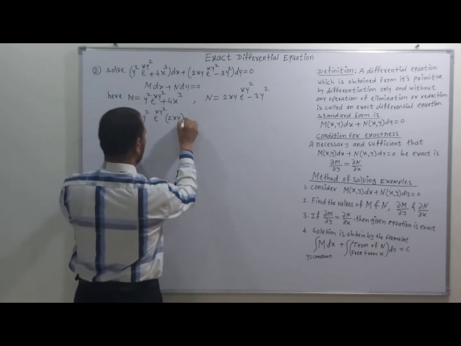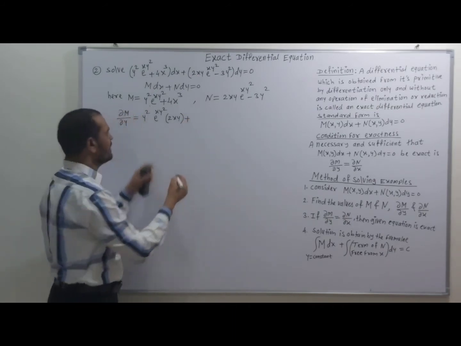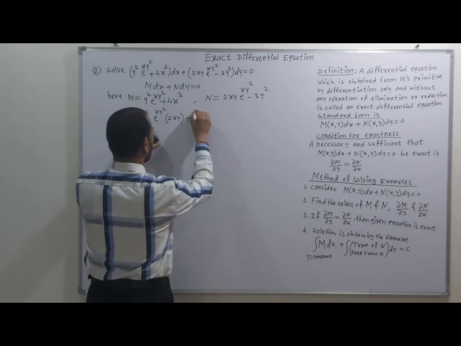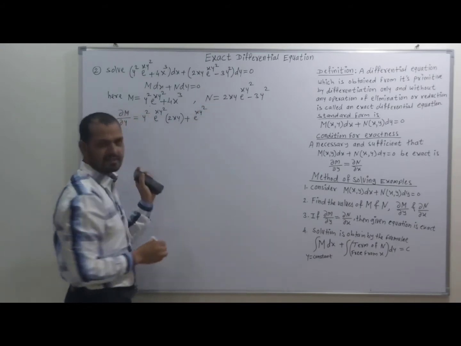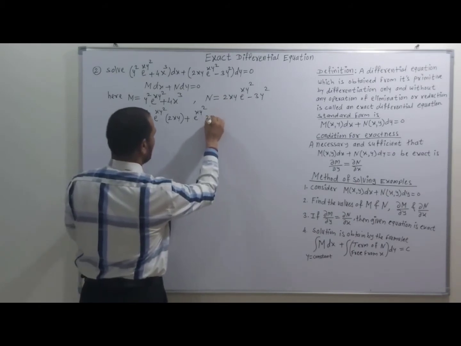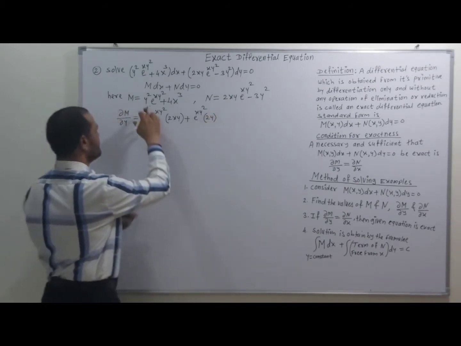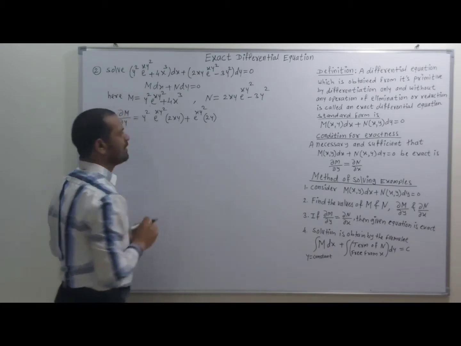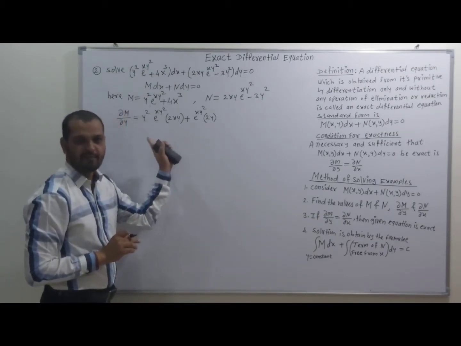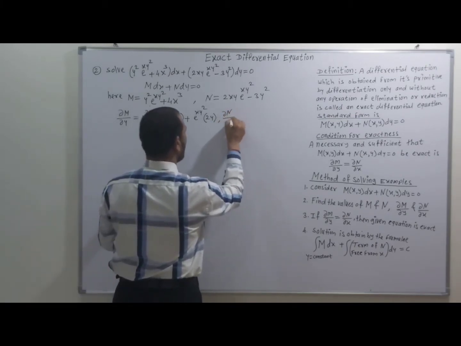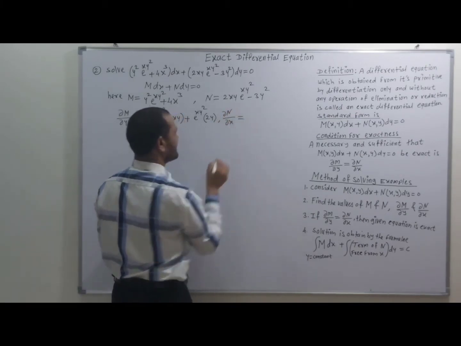So this is the first term, plus the second term. So we can write the term e raised to x y square as it is, this second term as it is, then derivative of the first term is 2y, because derivative of y square is 2y. So in this way we get the value of the partial derivative of M with respect to y. Similarly, find out the partial derivative of N with respect to x.